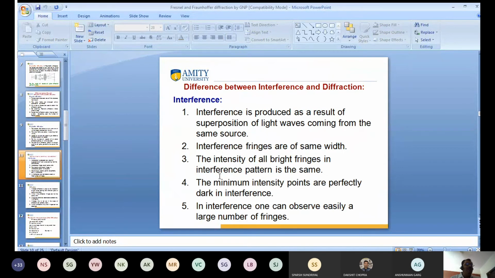This is a question to be asked in the examination. This is very important. Clear? Are you getting my PPT on your screen? Yes, sir. Okay. So I am discussing the difference between interference and diffraction.